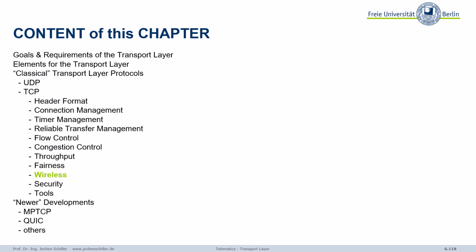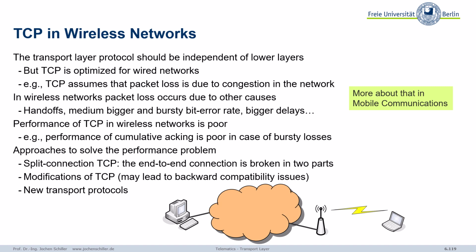Now let's come to three quite short subsections about wireless security and tools. Only one slide about TCP in wireless networks, because the course Mobile Communications is also available, all the videos. Typically, transport layers should be independent of lower layers. We saw how TCP is not independent of IP, but it should be independent of the link layers.